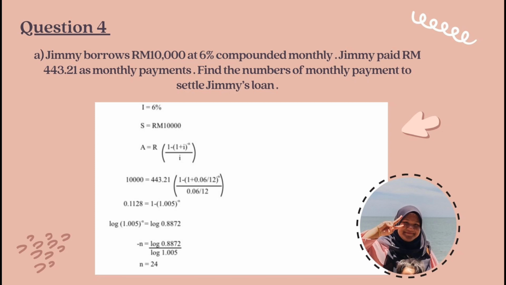0.1128 equals 1 minus (1.005) to the power of negative n. Log (1.005) to the power of negative n equals log 0.8872. Negative n equals log 0.8872 divided by log 1.005. The final answer is n equals 24.